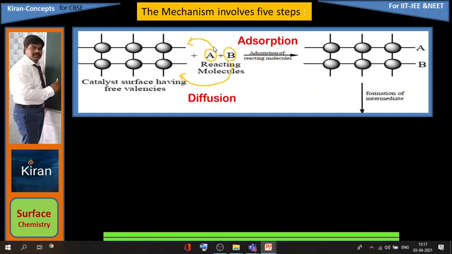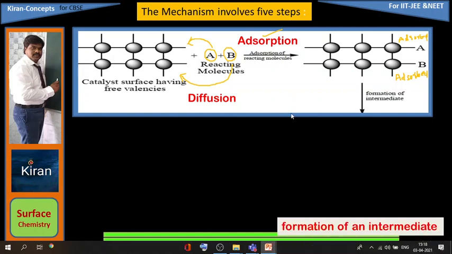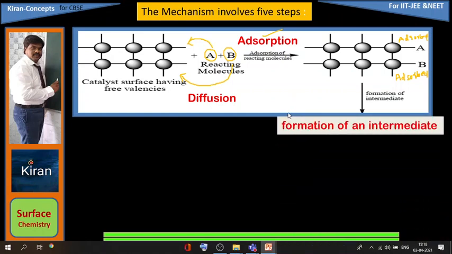These are moving. The moving process is known as diffusion. After diffusion, A is adsorbed on the catalyst. B is also adsorbed on the catalyst. So A and B are adsorbed. This adsorbed process is considered adsorption. First one is diffusion, and in the second step, the catalyst adsorbs the reactant molecules. This phenomenon is known as adsorption. And third one, formation of an intermediate. Third step, formation of intermediate.